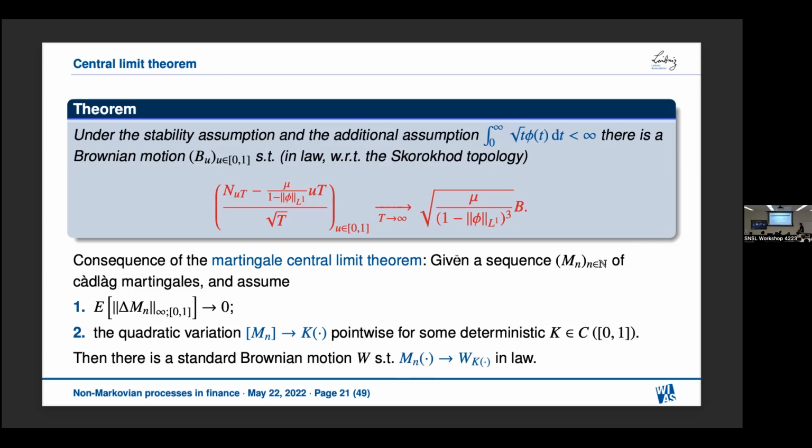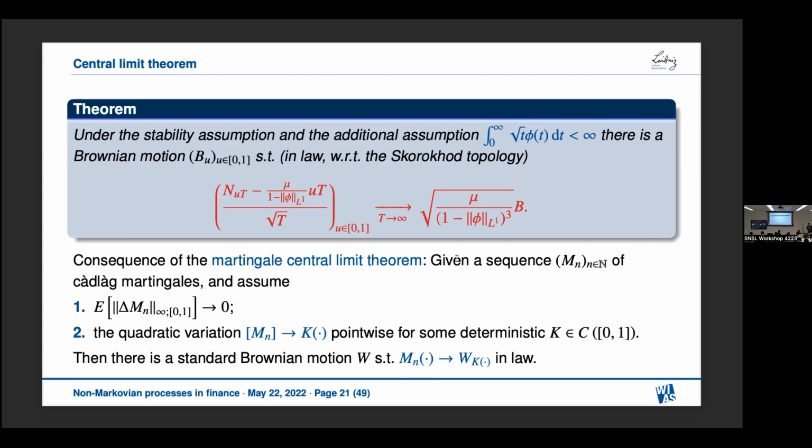The proof relies on a martingale central limit theorem. So again, we are looking at the martingale representation of the Hawkes process. There's a very general theorem which says if you have a sequence of martingales, and the expected jumps go to zero, of course our martingale here has jumps, so we need to do something about them. The jumps have to go to zero, otherwise they couldn't converge to a Brownian motion. And the quadratic variation converges pointwise to some deterministic function. If you only have those two components, then you have convergence of your martingales to a time-changed Brownian motion.